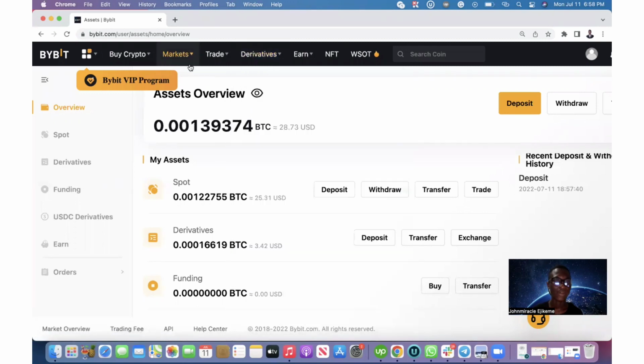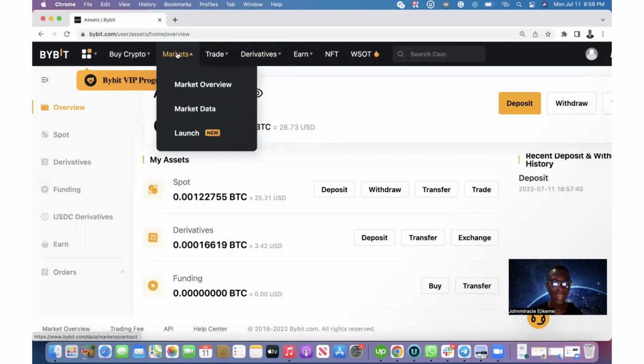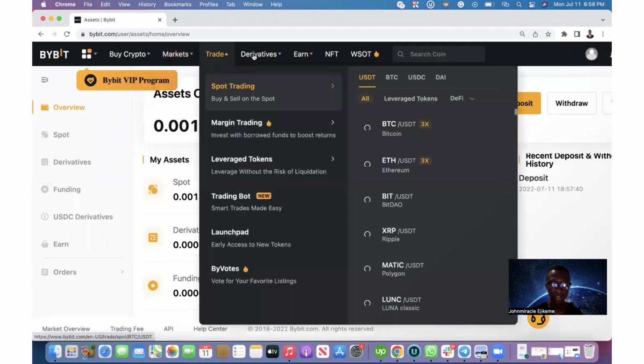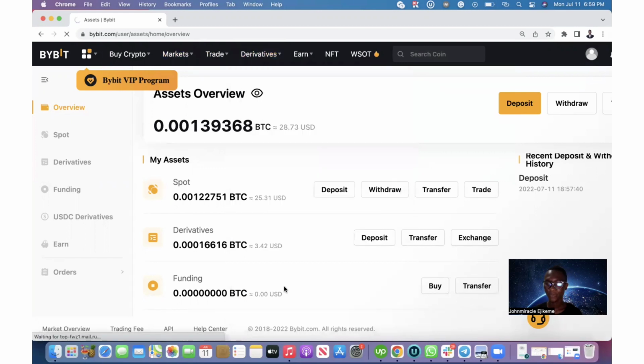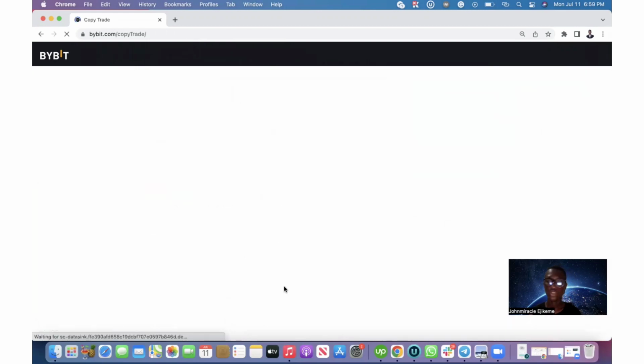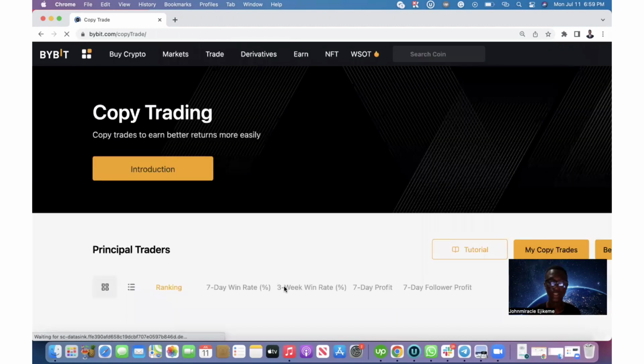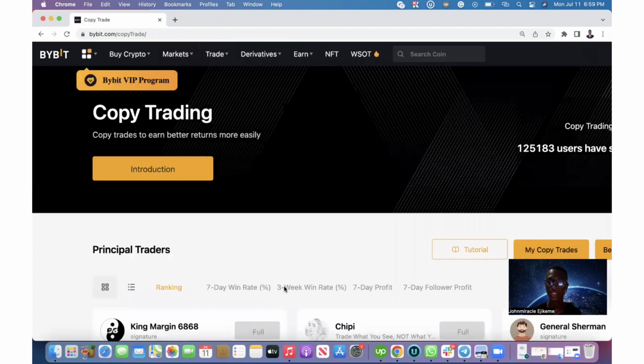Okay, so I will just go over to the market section, trade. Okay, let's go for it. Derivative. Now, when you go to derivative, you're going to see the option that says copy trading. That is the one you are going to click. Bam. When you click on the copy trading section, it's going to take you to the copy trading platform for Bybit.